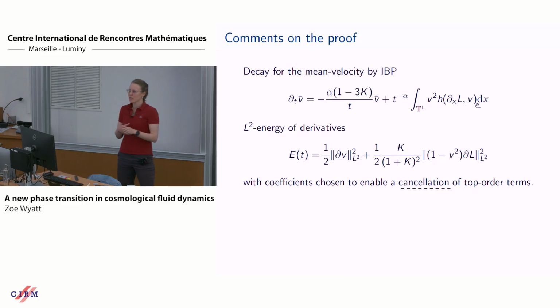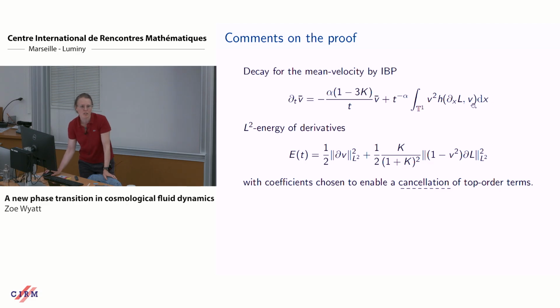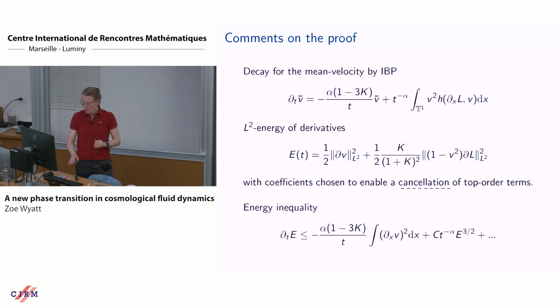Then combined with this, we work with an energy argument, so we control the solution by a bootstrap argument. We have an L2 energy of derivatives, which basically means we have a dx of v and a dx of L term that you need to control. And of course, you just need to pick your coefficients in the right way so that you enable a cancellation of your top order terms. So there's not too much going on there that isn't seen before.